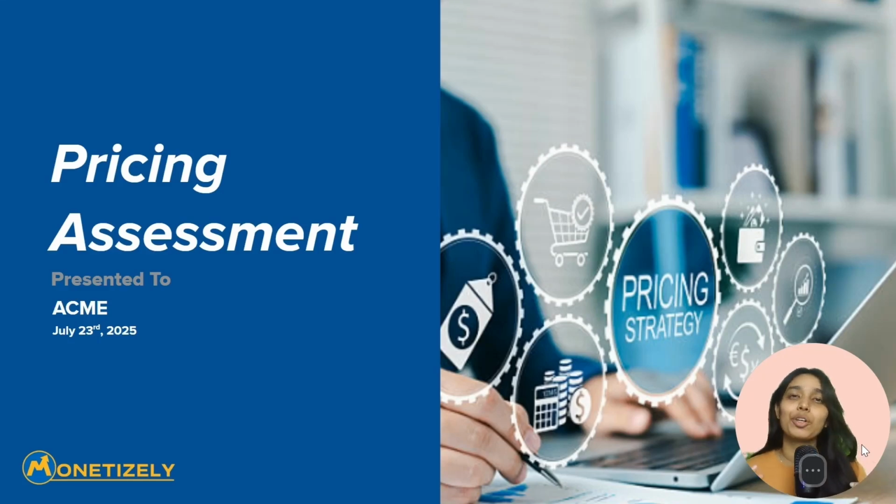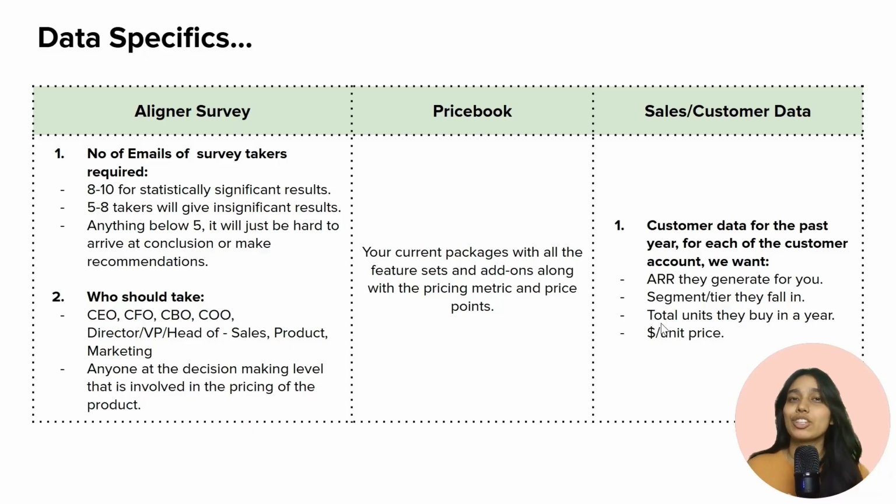So today I'm going to walk you through our process of conducting a pricing audit. We conduct the pricing assessment by analyzing three data sources. As you can see on this slide, the very first data source is the aligner survey. This will have broad questions on your goals and segmentations, packaging, pricing metric, price point, and operation efficiency, which we would want your key pricing stakeholders to fill out.